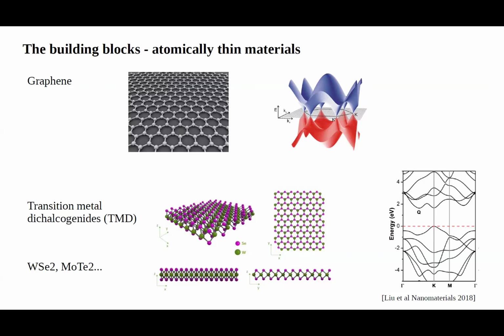And so this is the band structure for one example. And so that's quite different from graphene. So you see that we have quite a lot of very different starting points, and there are many TMD materials. So that also gives you a lot of options.